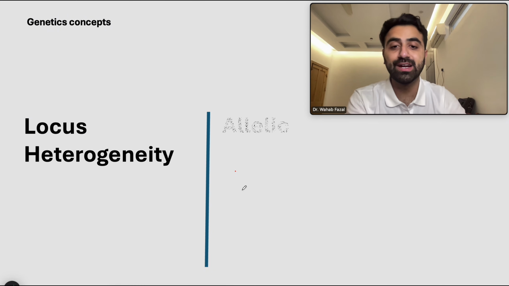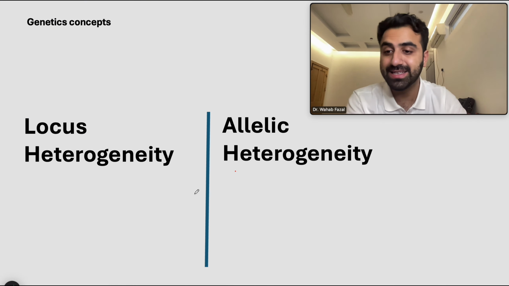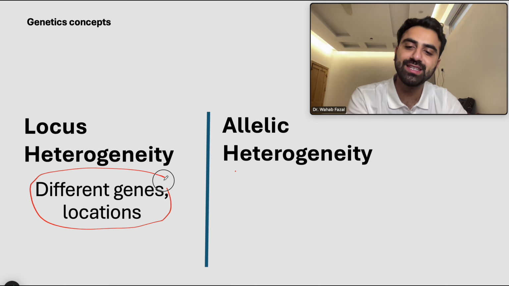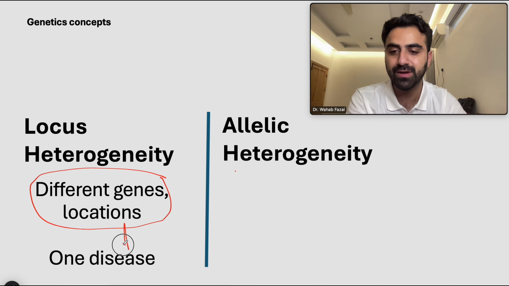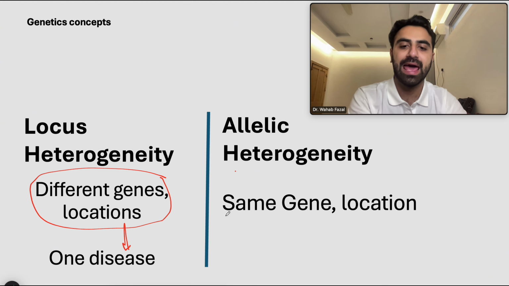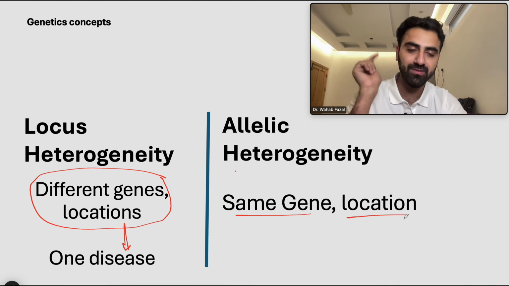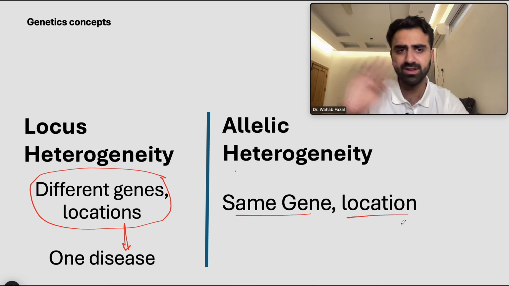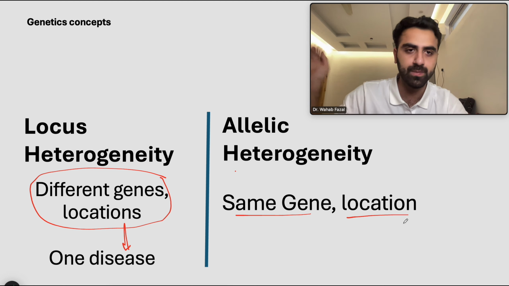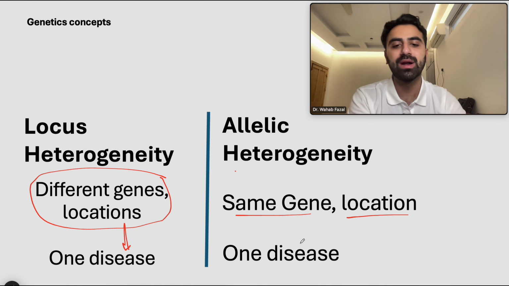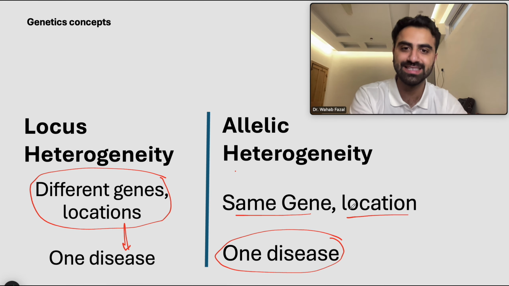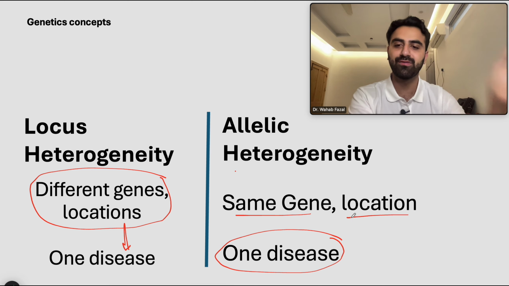So putting locus heterogeneity and allelic heterogeneity side by side: different genes, different locations, a problem anywhere in the engine causing your car to not start. Different genes and different locations causing the same disease is an example of locus heterogeneity. And same gene, same location, a problem with the spark plug, whatever the problem might be, you can have all different sorts of mutations, deletions, whatever is happening with the spark plug in the same location. What happens is that you develop the same disease, the car doesn't start. That is the difference between locus heterogeneity and allelic heterogeneity.